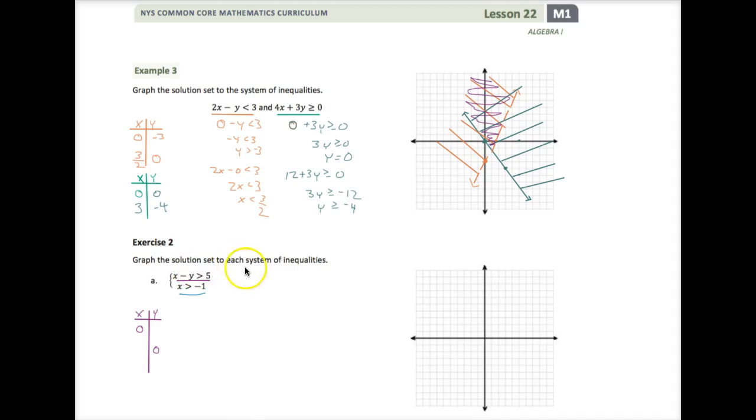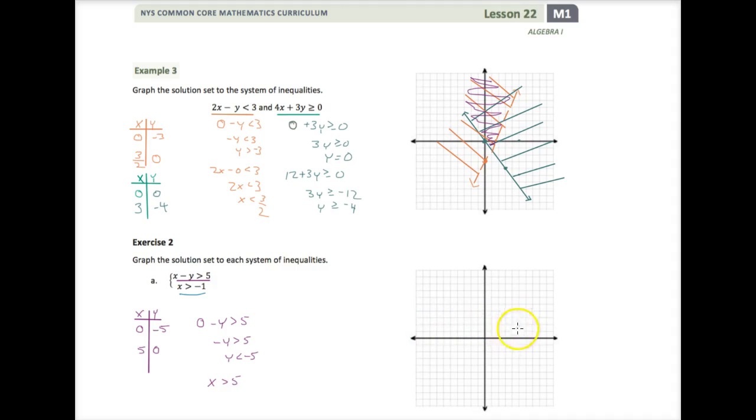We're going to graph the solution set to this system of inequalities, and I'm going to put 0 in for x and y. If I put 0 in for x, I get 0 minus y is greater than 5. The opposite of y is greater than 5. That means y is less than negative 5. So we got a negative 5 here, and if we put 0 in for y, we get x is greater than 5, so we get a 5 here.